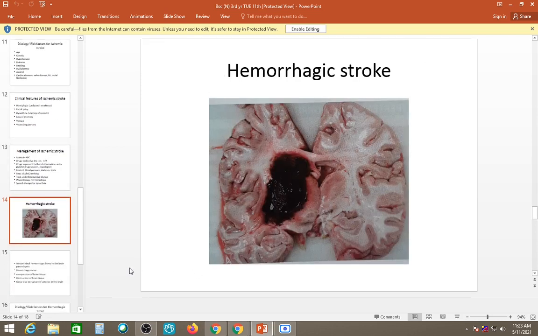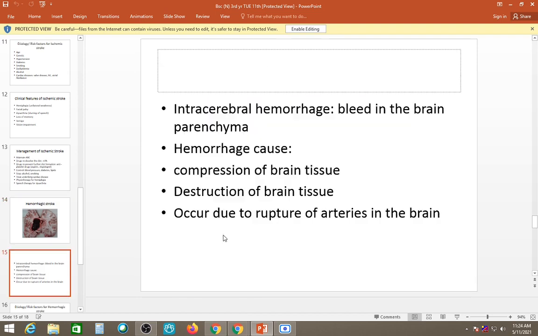Second type of stroke is what? A hemorrhagic stroke. Now this picture will tell you is a cross section of the brain. Hemorrhage means bleeding. So there is a bleeding inside the brain. This is a big blood clot. It is collected inside the brain. So here there is no blocking of the blood vessel, but there is rupture of the blood vessel. The blood vessels burst inside the brain, and then the blood comes out and the blood collects inside the brain. So it is called a hemorrhagic stroke, big blood clot collecting inside the brain.